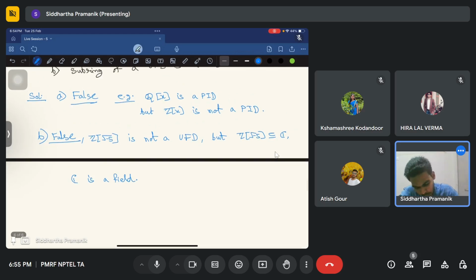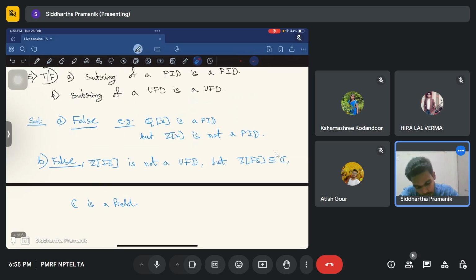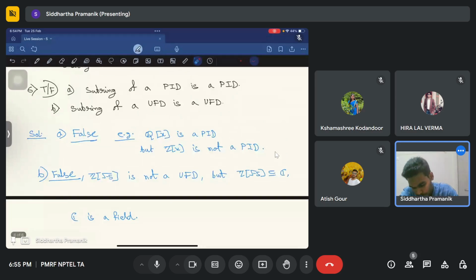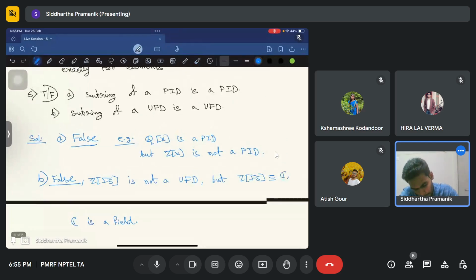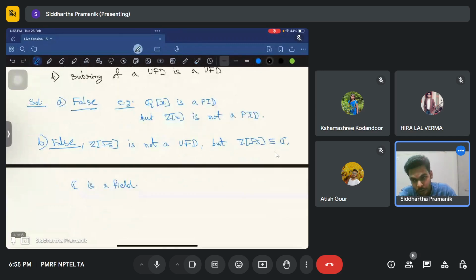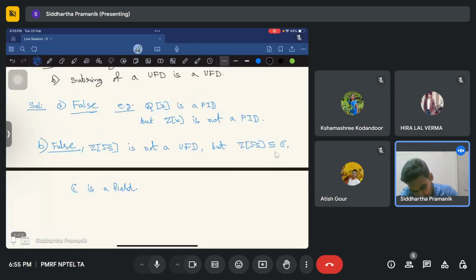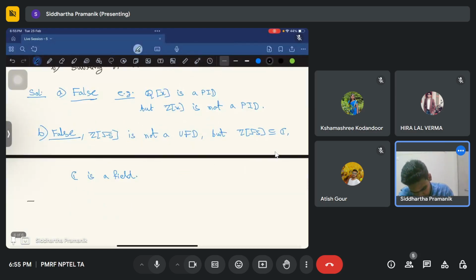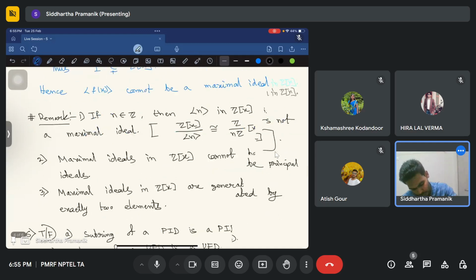You can take this example for the first one also, right? A subring of C can be anything, and it may not be a UFD. I hope you understand this. So we have done the subring.